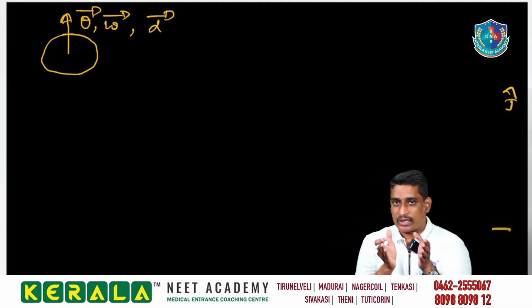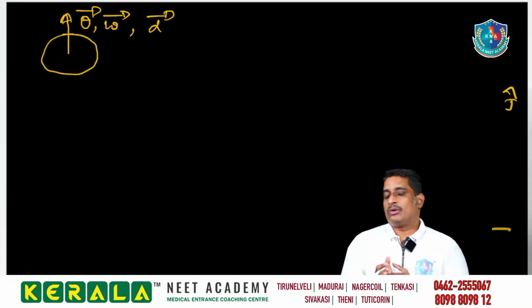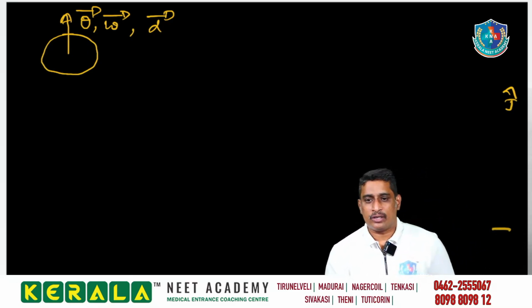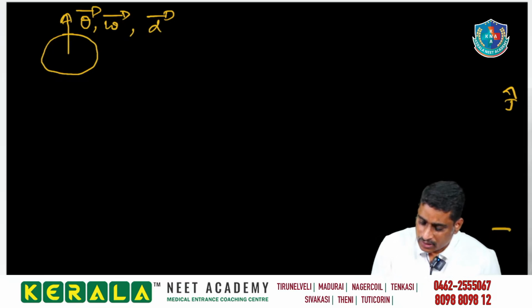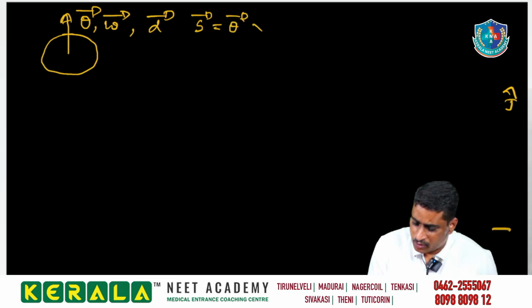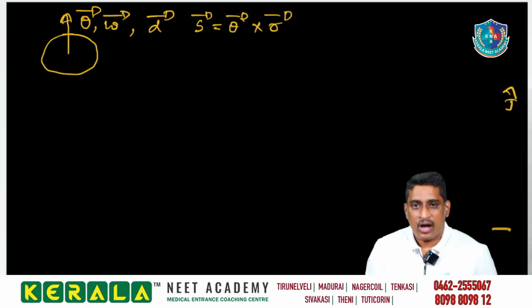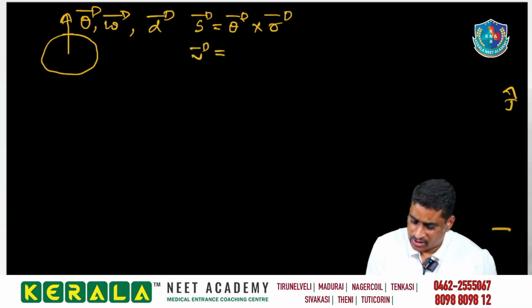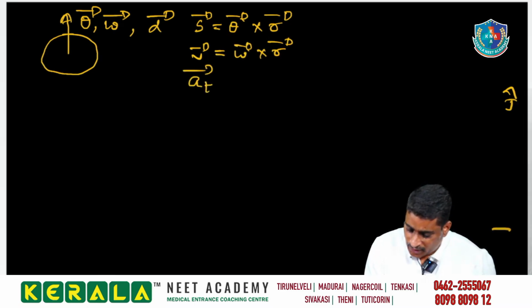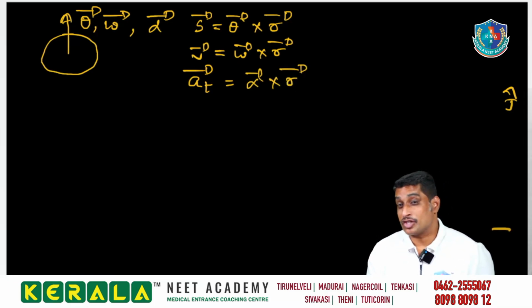First of all, let us look at the vector relationship between linear variables and angular variables. All these relationships are very important. S bar will be equal to theta bar cross r bar. All these are examples of the cross product of vectors. Linear velocity v bar will be equal to omega bar cross r bar. At bar will be equal to alpha bar cross r bar. At bar means tangential acceleration.